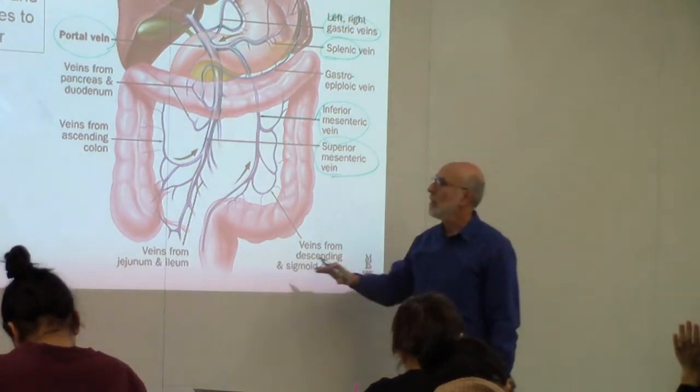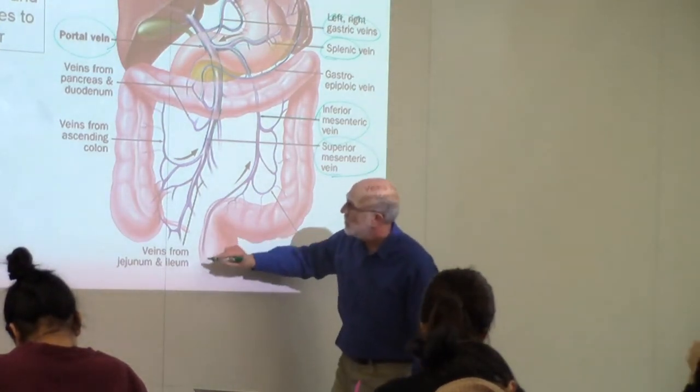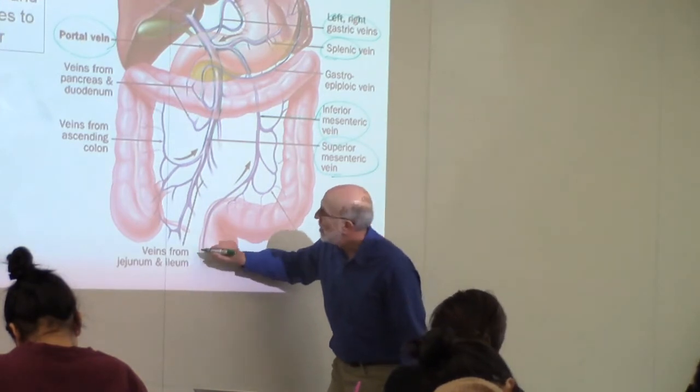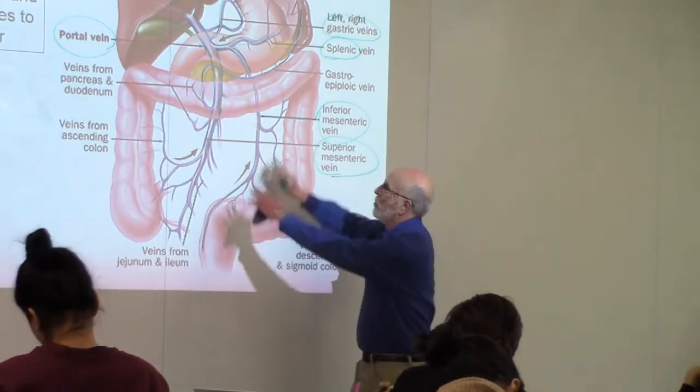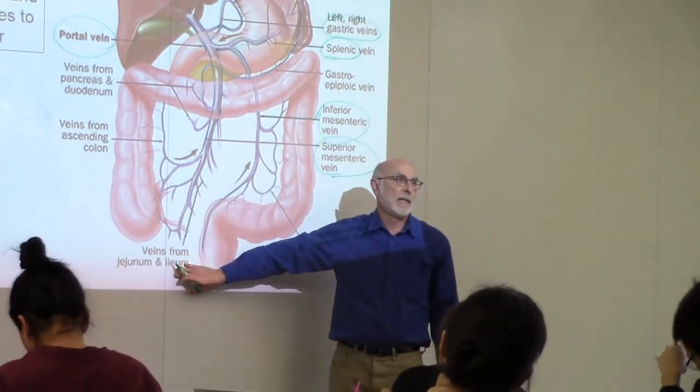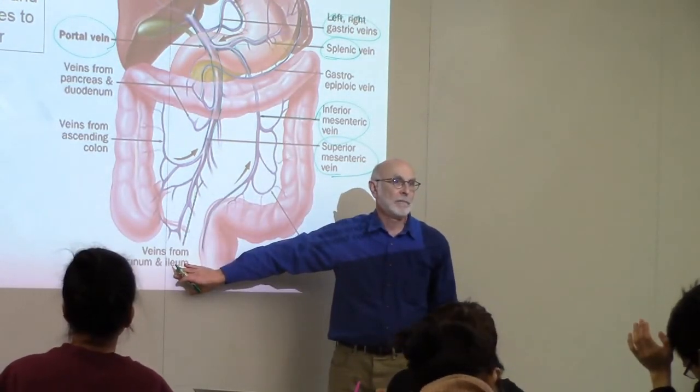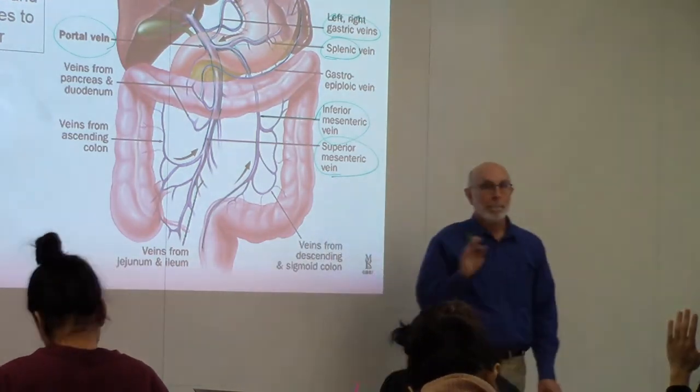So this is saying that veins from both of these are bringing in veins from the jejunum and the ileum, from the small intestine.